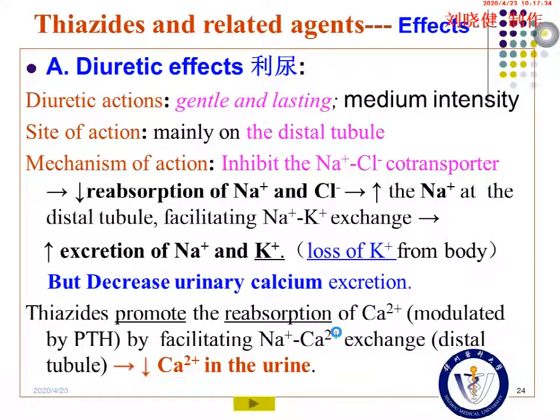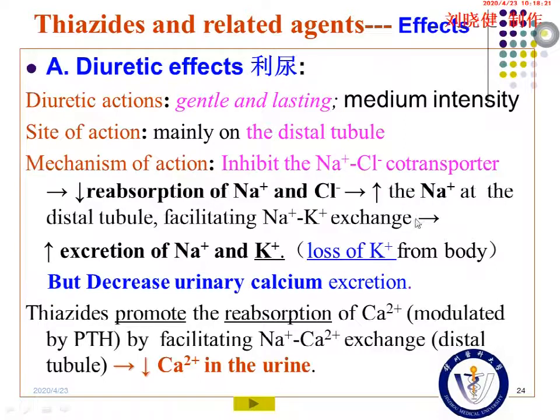Diuretic effects, as I just mentioned. The diuretic effect of thiazide is gentle and lasting, so they are called moderate diuretics. They act mainly on the distal tubule, especially the initial segment of the distal convoluted tubule, by inhibiting the sodium chloride cotransporter and decreasing the reabsorption of sodium and chloride ions, increasing the concentration of sodium ions at the distal tubule, facilitating sodium-potassium exchange.